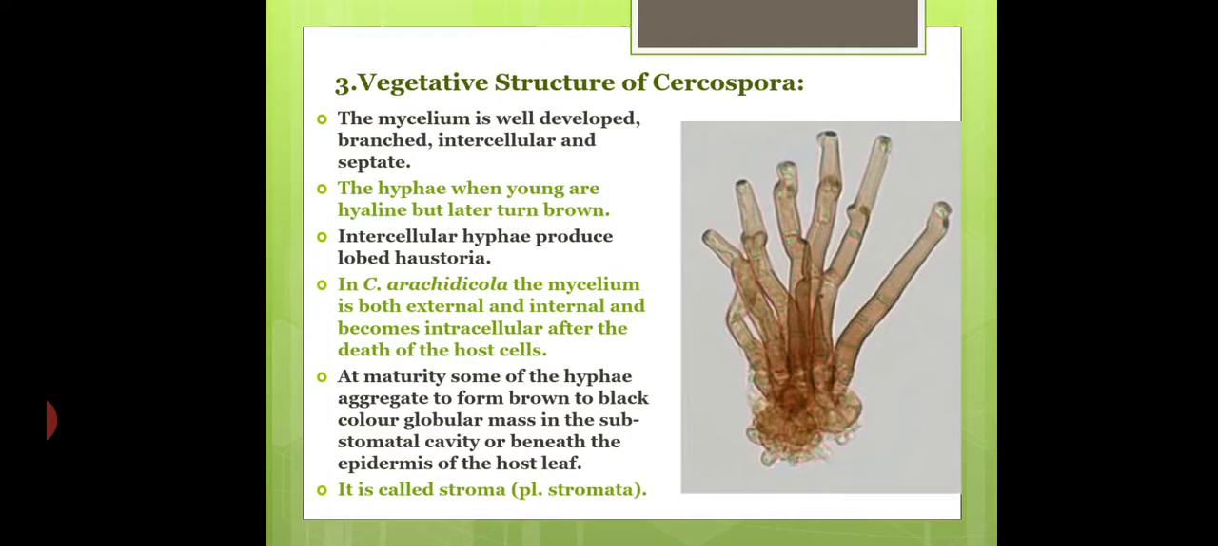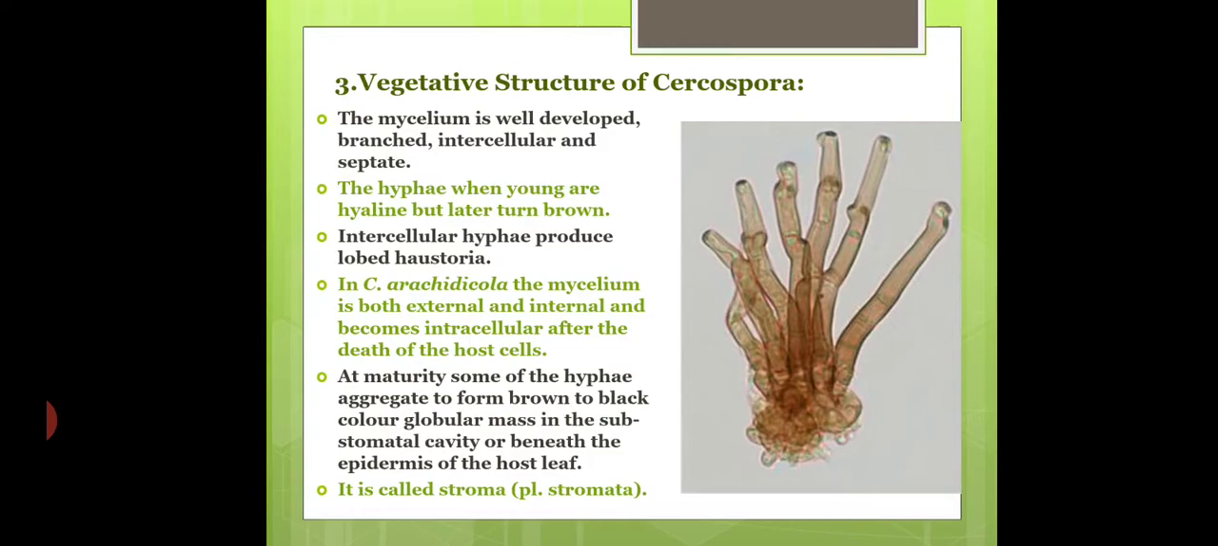In the common species normally present in our area, Cercospora personata and Cercospora arachidicola, in arachidicola the mycelium is both external and internal. That is the specialty. Normally it inhabits intercellular spaces, but arachidicola has evolved some adaptive mechanisms, so it is able to grow externally also.